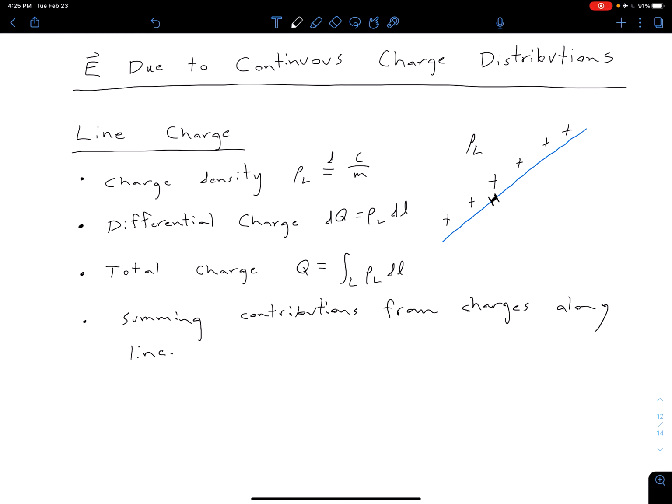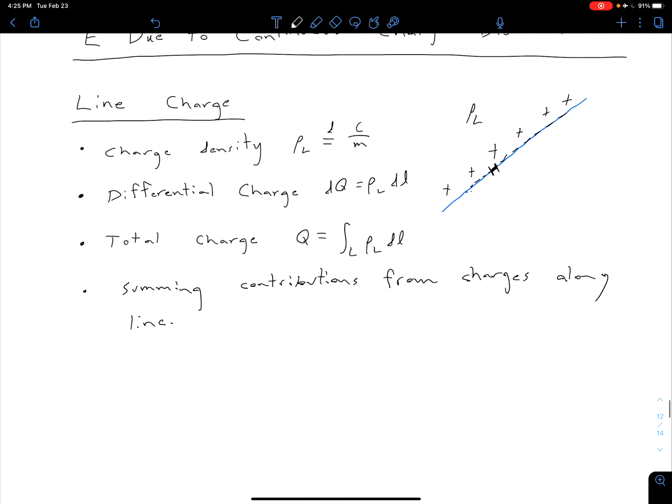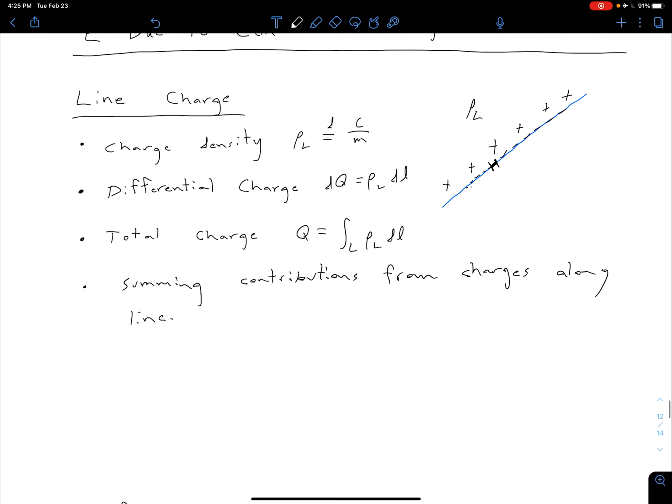Essentially we can think of it as a whole lot of point charges aligned along this charge line. Mathematically, we can take our previous equation for electric field in terms of a point charge and integrate over that line. What we get is that our electric field is equal to the integral over the line of, in the numerator, rho L dL, which is our differential charge, divided by 4 pi epsilon naught r squared, in our u of r direction.